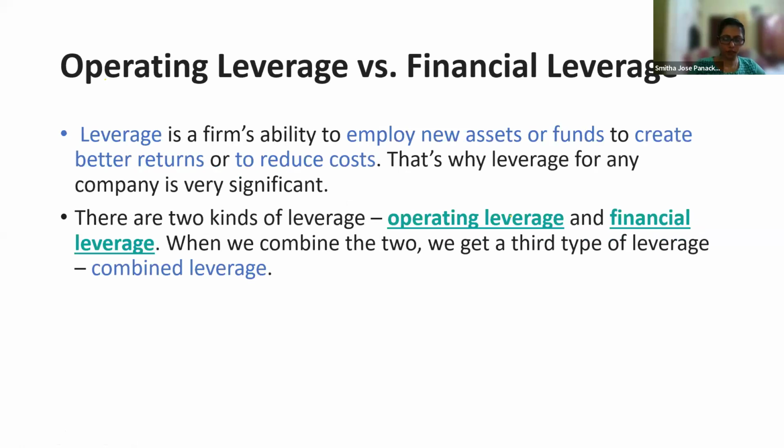Then we usually use a term called leverage. Leverage means the ability of the firm to employ new assets or funds to create a better return or to reduce the cost. Leverage means the process of including debt in the capital structure. And even though debt is a liability, debt has some advantages. Okay, what are the advantages of debt?